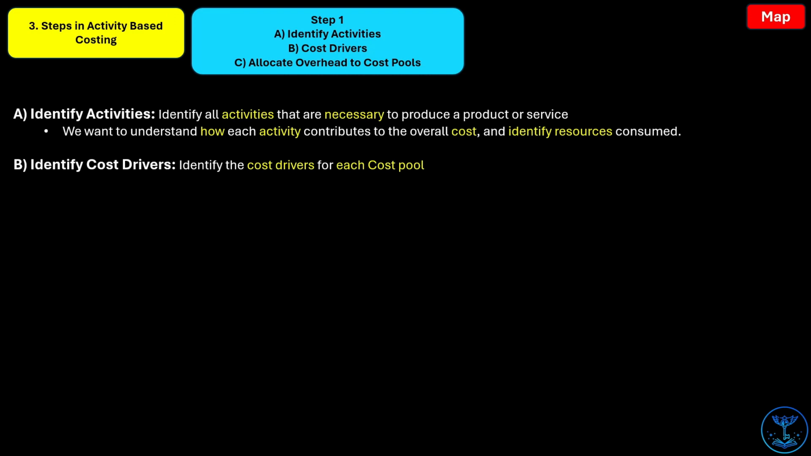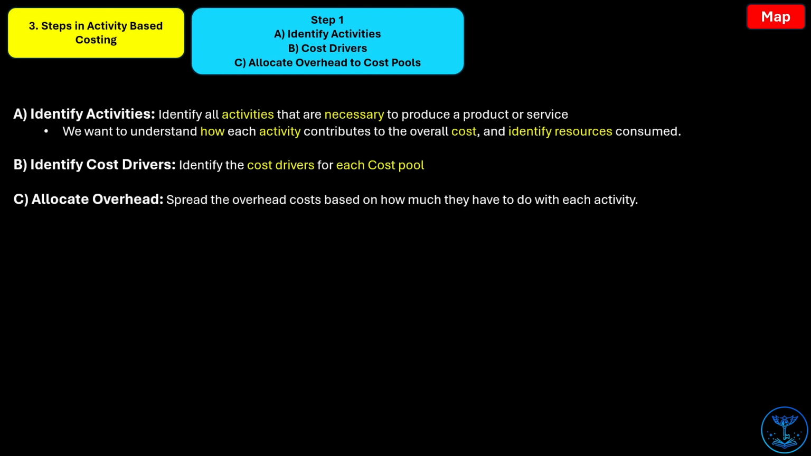B, we have identify cost drivers. We want to identify the cost driver that corresponds to each cost pool and each activity. And then C, we want to allocate overhead. So we want to spread the overhead costs based on how much they have to do with each activity. So here's an example of what this would look like.